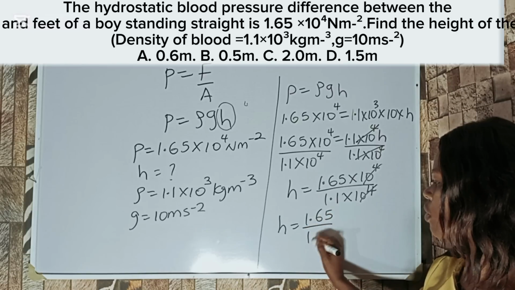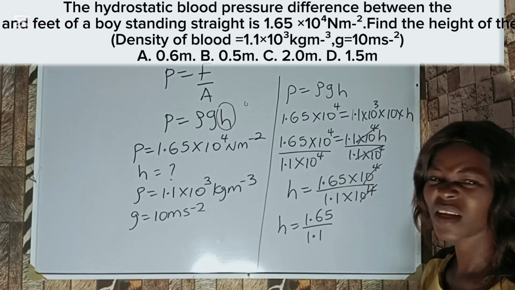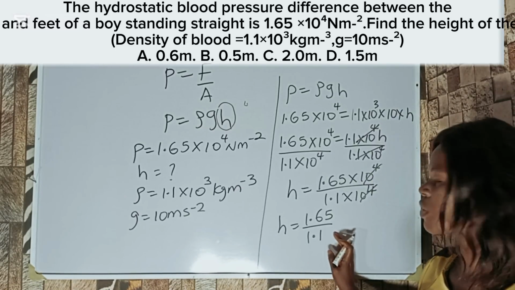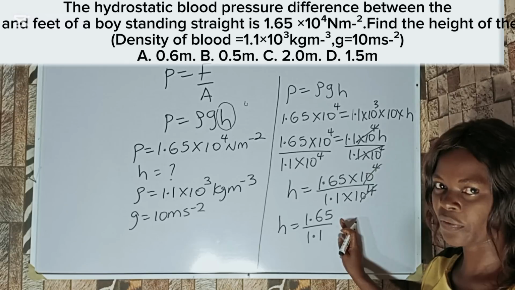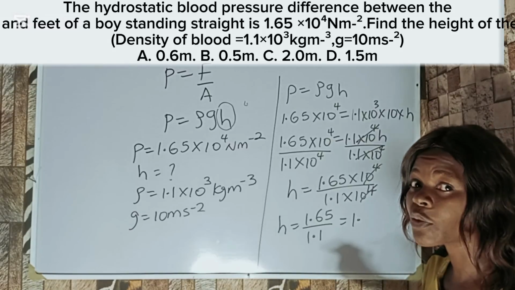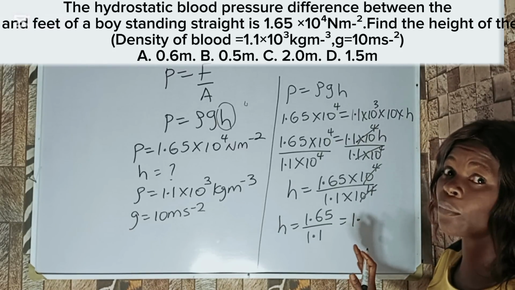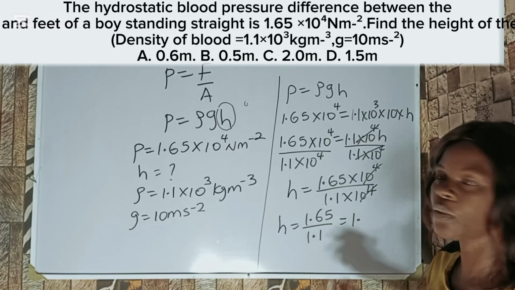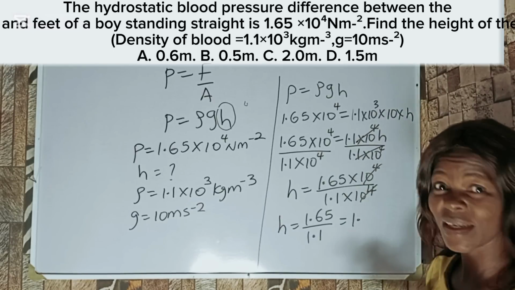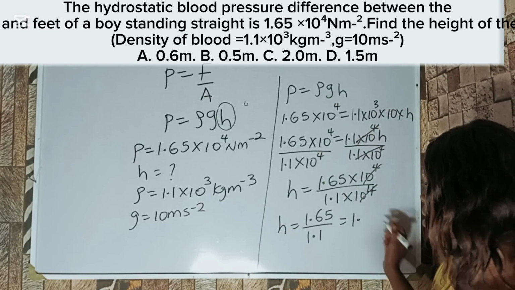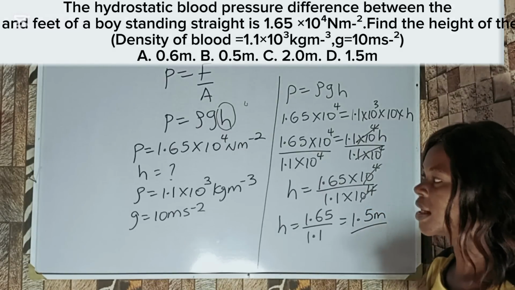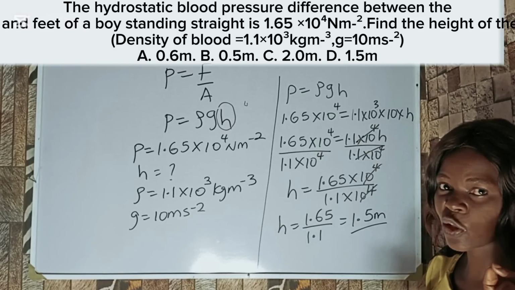1.65 all over 1.1. Even if you don't have a calculator, looking at this question, this one is already a whole number inside of it, so I'm going to start with 1 point. If you go through your options and it is only this one that starts with 1 point, even without solving further, this becomes your final answer and it's going to be the correct answer. Do you understand? But by the time we divide, the answer is going to be 1.5 meters.